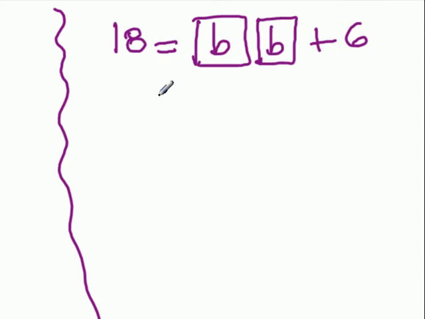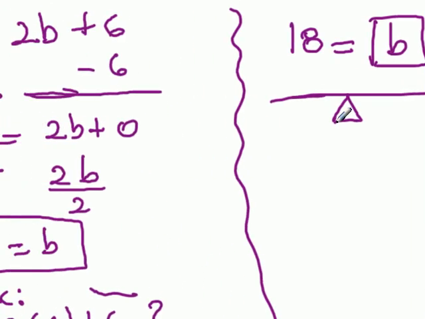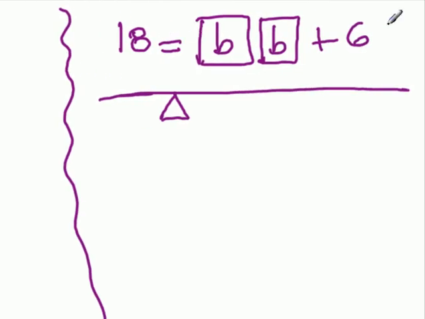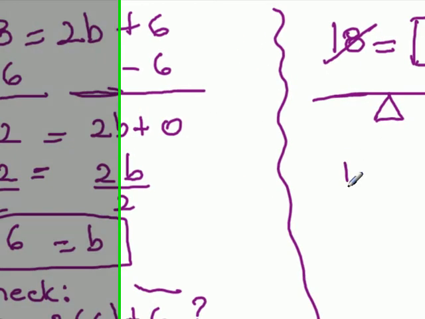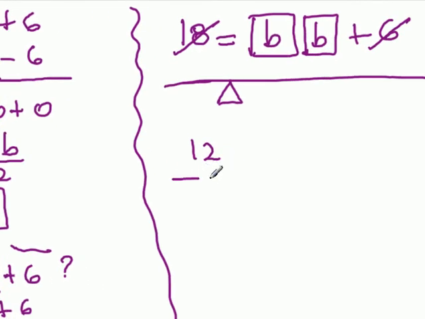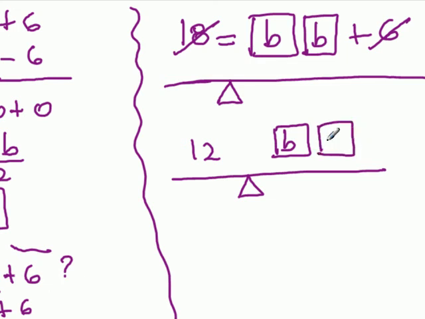So think of this as being a scale where the 18 is balanced with 2 b's and 6. So what we're going to do is remove 6 from both sides. So take away 6 from here and take away 6 from here. If we reduce the 18 by 6, we end up with 12. And on our scale, we have 12 on one side that is being balanced by 2 b's on the right side.